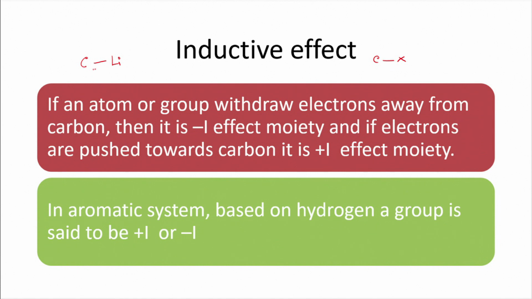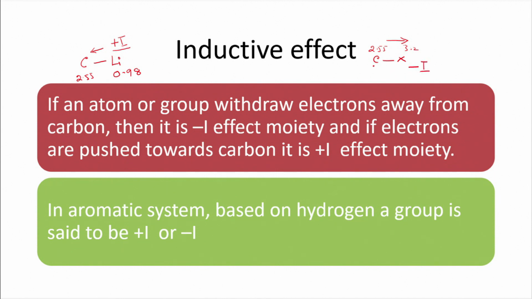In the case of carbon and lithium, this is 0.98, this is 2.55. So, carbon will actually be pulling the electron towards itself. In other words, the lithium will be pushing the electron towards carbon. So, that means this is going to be a positive I effect group. And in the case of carbon and halogen, this is 2.5 and this is 3.2. So, the halogen will actually be pulling the electron towards itself. In other words, this is going to be a minus I effect group.